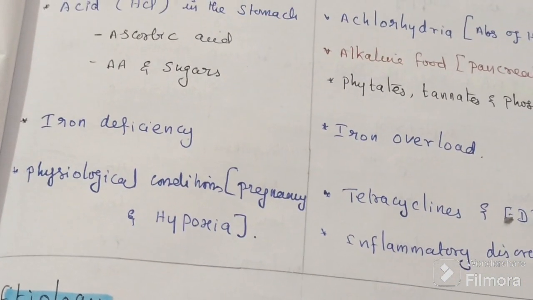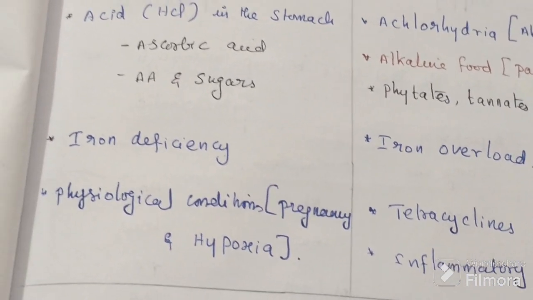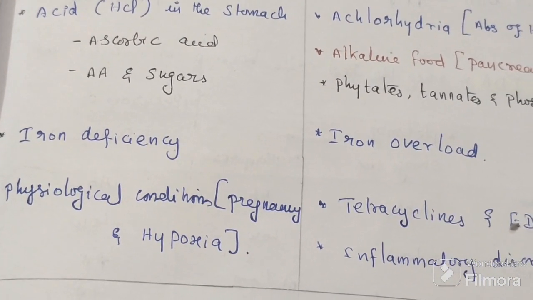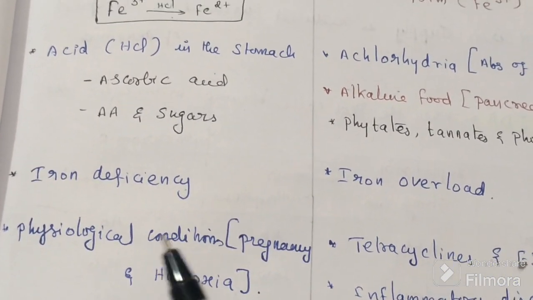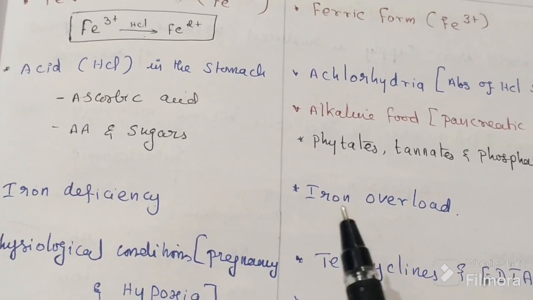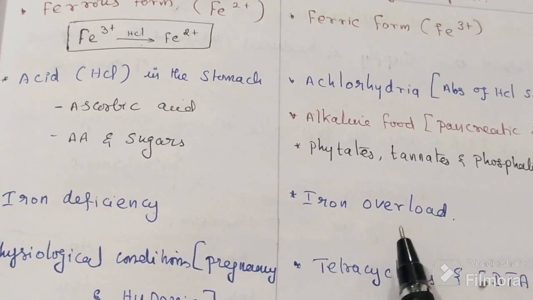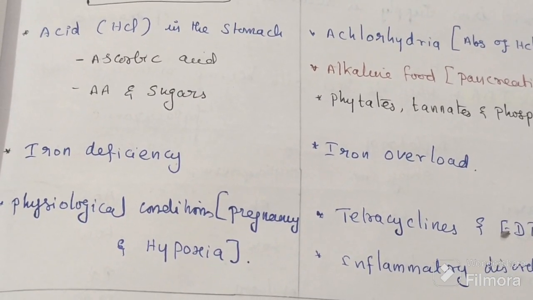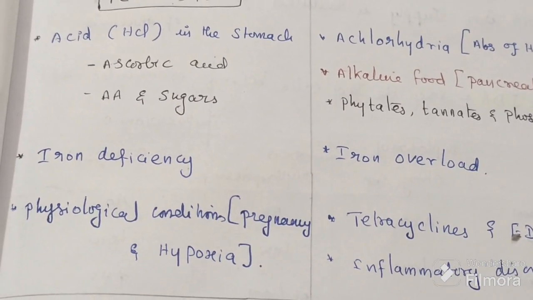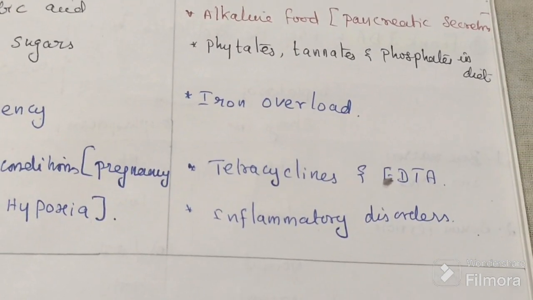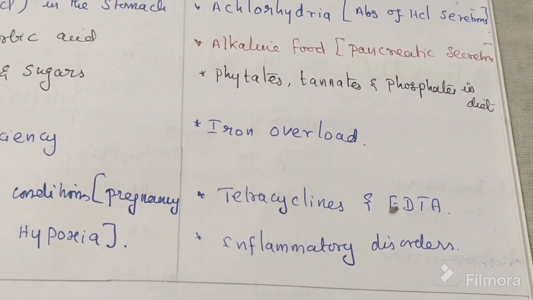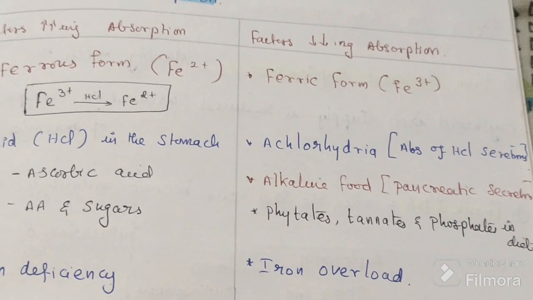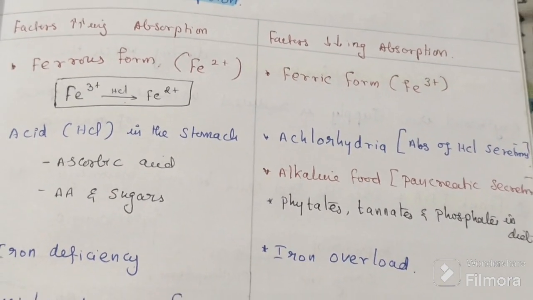Then iron deficiency increases absorption. Here hepcidin comes into the role, so iron deficiency increases absorption and iron overload decreases it. Then physiological conditions like pregnancy and hypoxia increase absorption. Then tetracycline and inflammatory disorders decrease iron absorption.